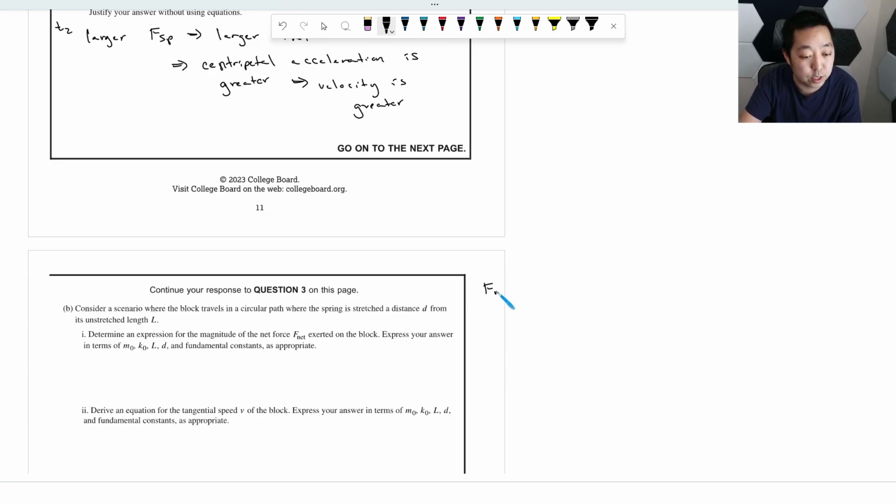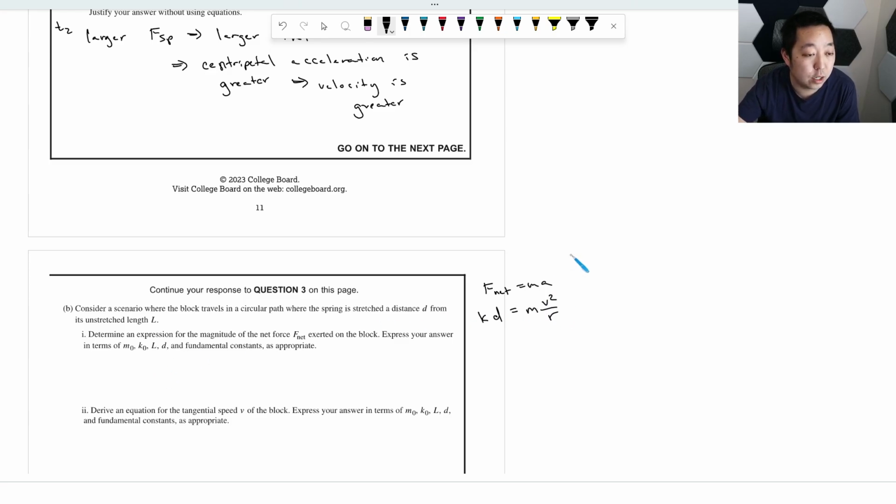You're going to do F net equals ma, right? So the only net force is going to be the spring force, which is k times d, because d is how much you've stretched it. So you don't have to do d minus l. That is equal to m times the centripetal acceleration, so it's v squared over r.